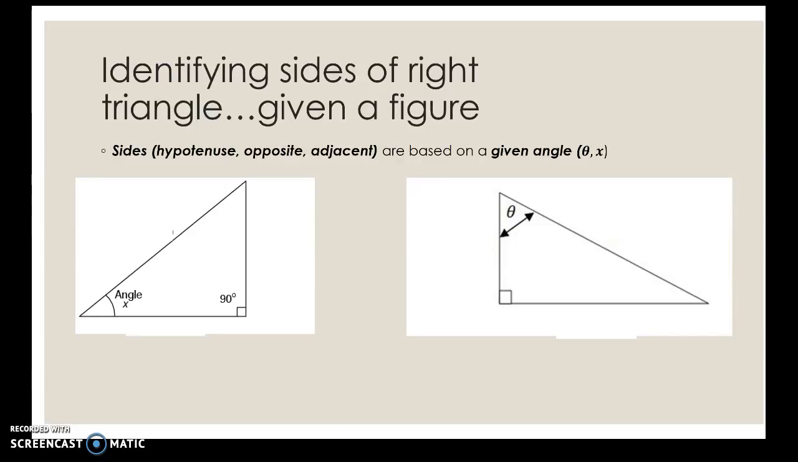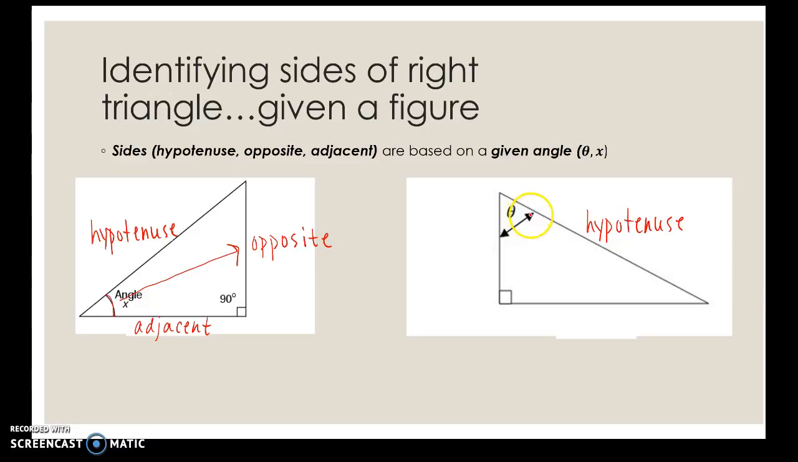Here in the first triangle, here's my angle X. I know my hypotenuse is always opposite the 90-degree angle. From my angle X, the adjacent side is the side that shares a vertex with the marked angle. It's the side right next to the marked angle. Opposite of that angle is the side across from the marked angle. No matter where theta is, the hypotenuse never changes.